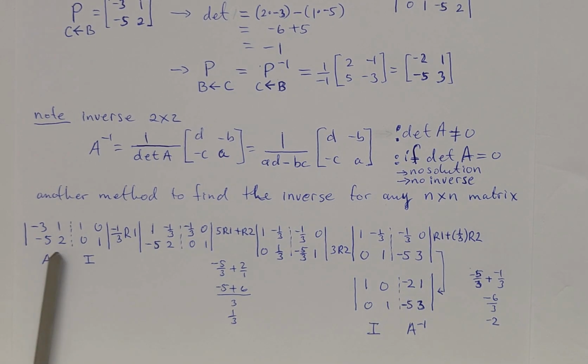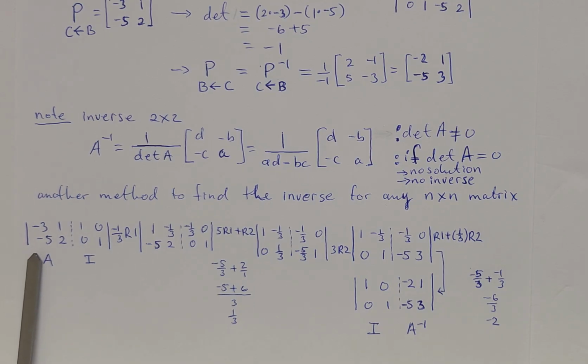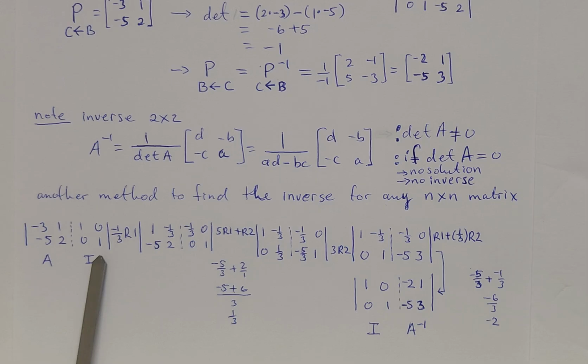So on the left side is the matrix that you want to find the inverse of. This is the identity matrix. Your objective is to move this identity to the left, which I have here, and then move this to the right, which I have here, which will become the inverse.